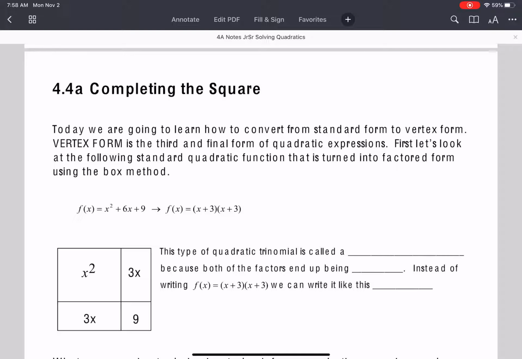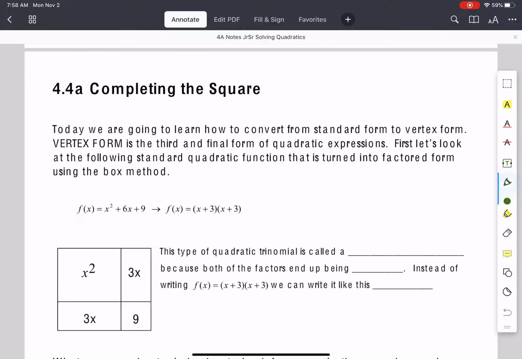First, let's look at the following standard quadratic equation that is turned into factored form using the box method. So notice how on this one, I needed two numbers that added to 6, but multiplied to 9 and ended up being 3 and 3, right? Now if I were pulling out the GCFs, that's how I came up with the factored form here. Now this type of quadratic trinomial is special because both sides of the box are the same, okay? Notice how both factors are the same.